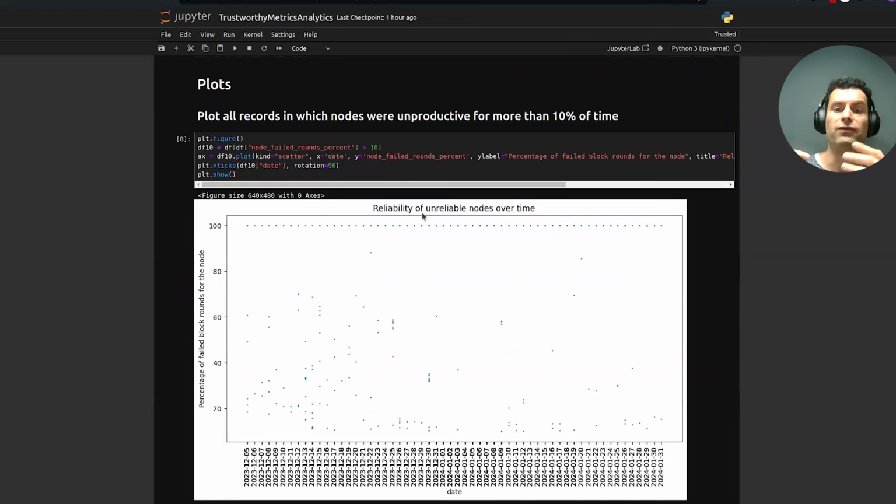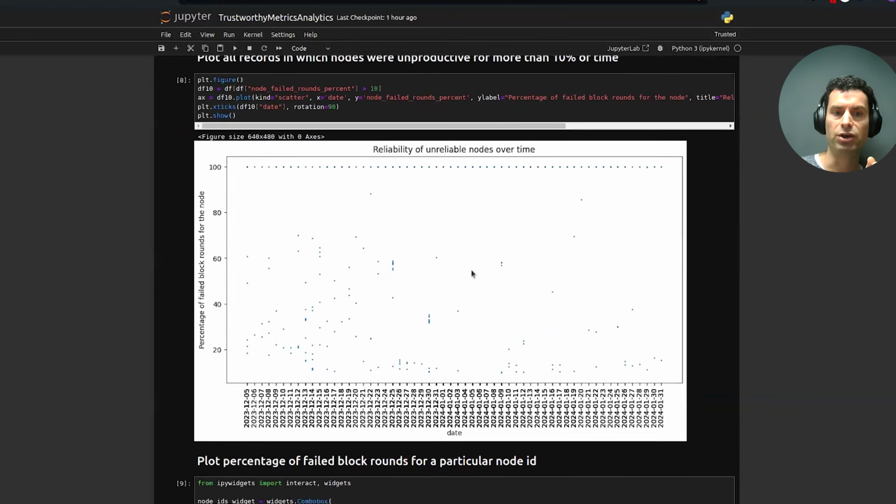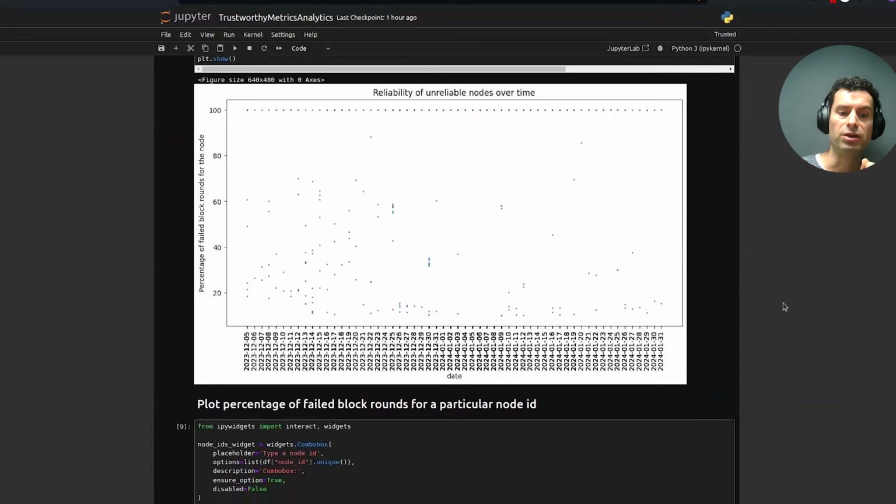What is the reliability of such unreliable nodes over time? On the x-axis, we have days, and on the y-axis, we have the percentage of failed blocks for this particular node. We can see that some nodes are going up or down over time, so there is no constant rate over time, and some nodes have 100% failure across all days. Of course, there is a large number of nodes that have 0% failure or 100% reliability, but we excluded them from the plot because we only want to have unreliable nodes in this plot.